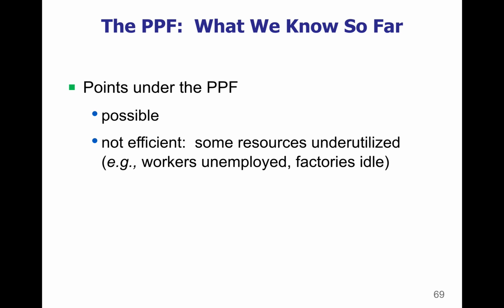This could be that laborers are on strike, or they're sick and not working. Some of our machinery could be broken. All sorts of different things can happen so that you're not producing the amount of output you could produce at the time.